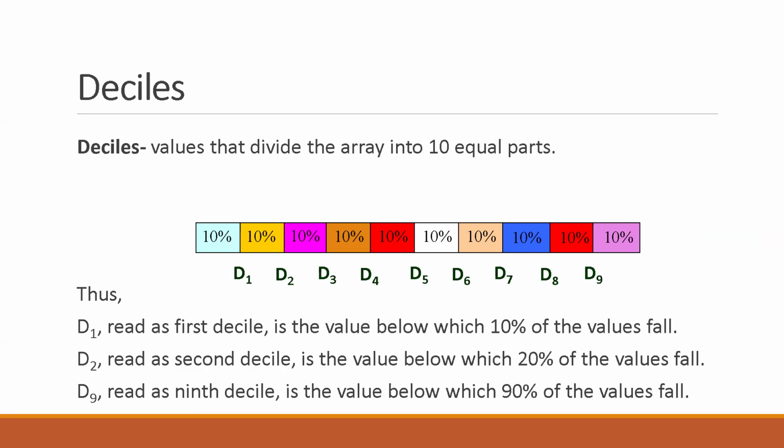D2, read as second decile, is the value below which 20% of the values fall. D2 or second decile is equivalent to percentile 20 or the 20th percentile. And D9, read as ninth decile, is the value below which 90% of the values fall. D9 or 9th decile is equivalent to the 90th percentile.